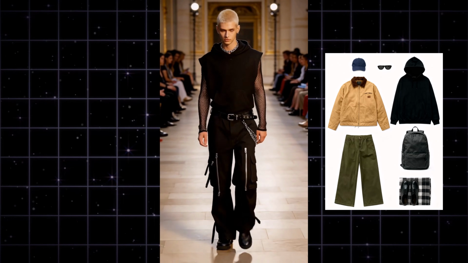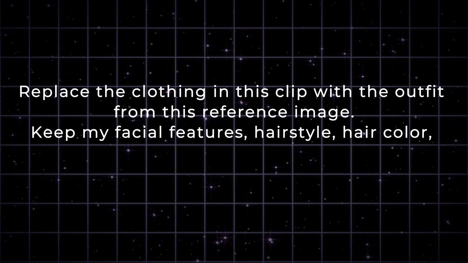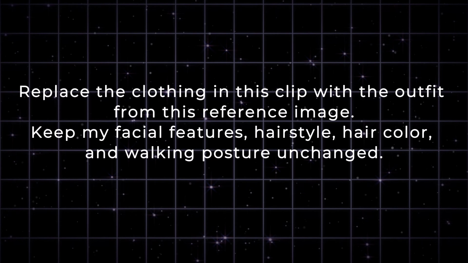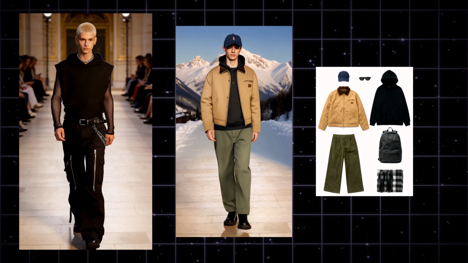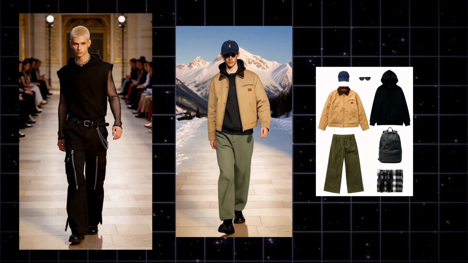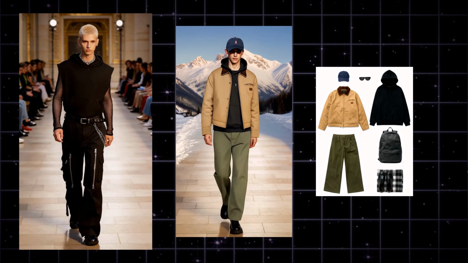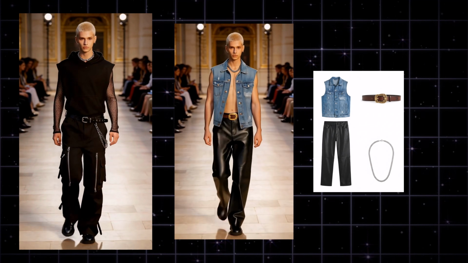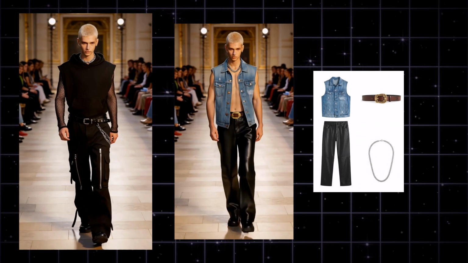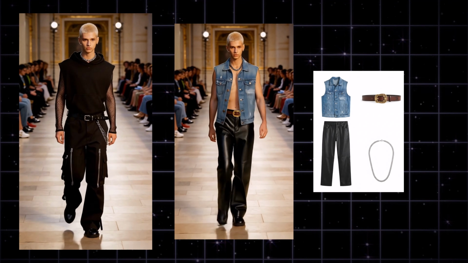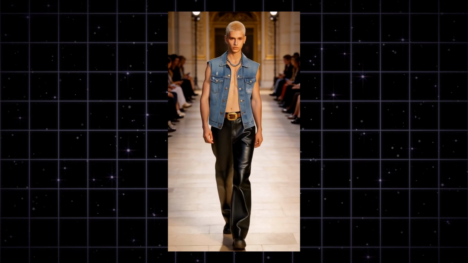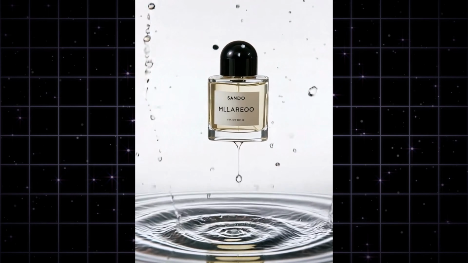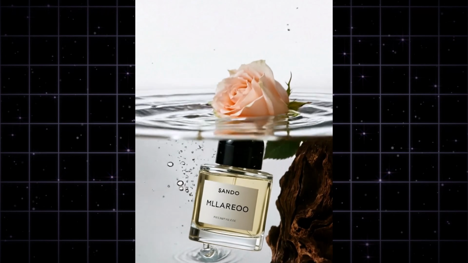One image reference for the outfit. Now the prompt. Replace the clothing in this clip with the outfit from this reference image. Keep my facial features, hairstyle, hair color, and walking posture unchanged. Final result. The movement stays the same. The personality stays the same, but the outfit and environment update to match the references. Same performance. New look. No reshoot. What Dreamina Seedance 2.0 is really doing here is separating identity, motion, and style, then recombining them based on your instructions.